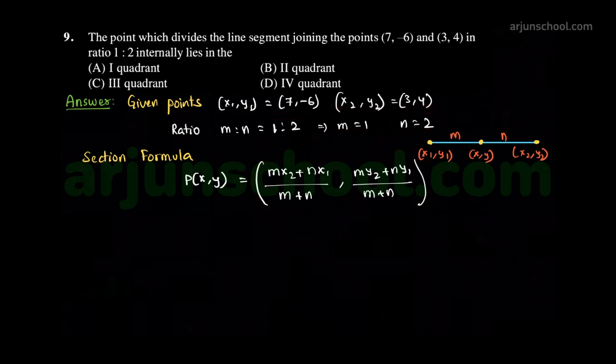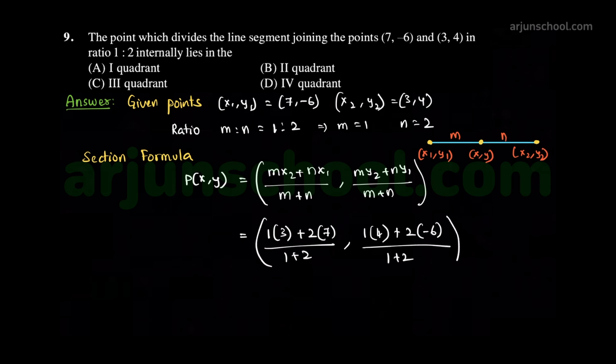P(x, y) is equal to m, which is 1, times x2, which is 3, plus n, which is 2, times x1, which is 7, by m, which is 1, plus n, which is 2, and m, which is 1, times y2, which is 4, plus n, which is 2, times y1, which is -6, by m, which is 1, plus n, which is 2. 1 times 3 is 3, plus 2 times 7 is 14. 3 plus 14 is 17. So we get 17 by 3, and 4 minus 12 is -8 by 3.